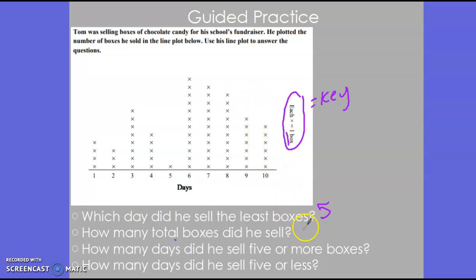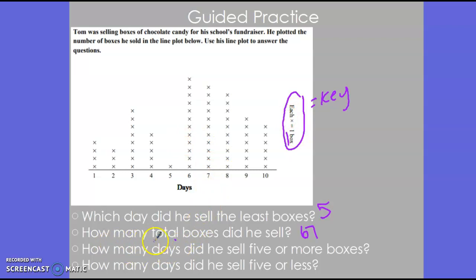Woo-wee, that took me a minute. But you saw I was able to count each x to figure out the total number of boxes. You have to pay very close attention. It didn't say how many days did he sell boxes for, because then I would count the days, but it asks how many boxes, and each box is 1 x, so I know I have to count the x's.